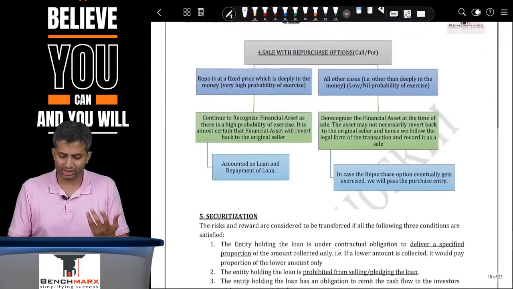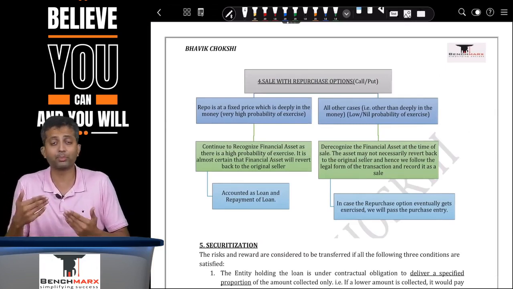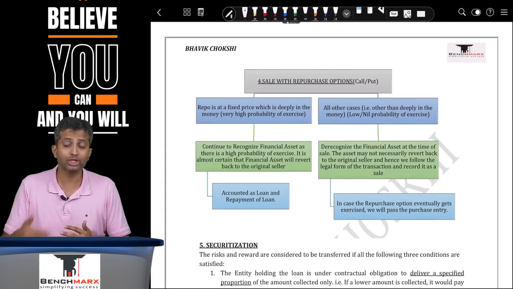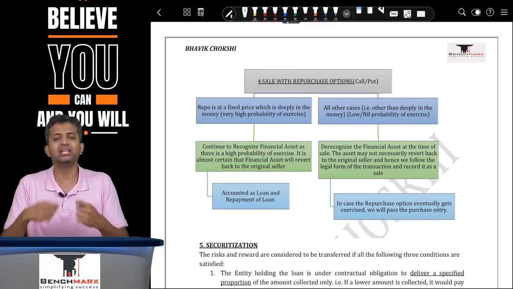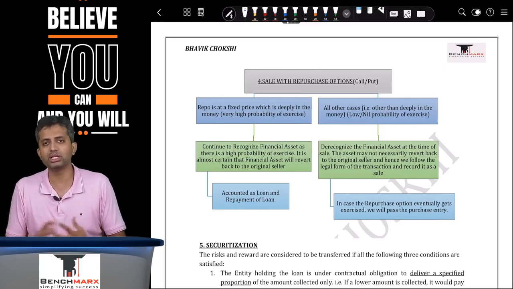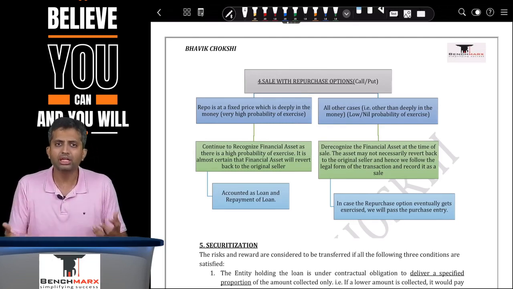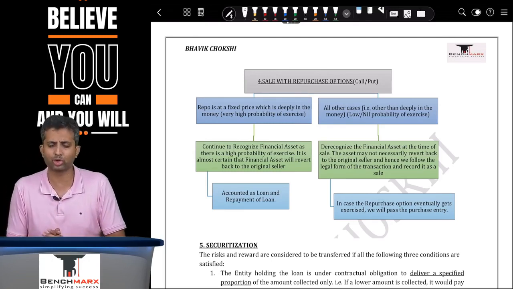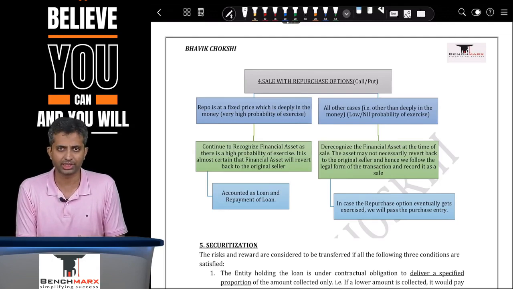An improvisation over this case is the sale with a repurchase option. Now, if there is a repurchase option, the problem is the option may or may not be exercised. So unless we are absolutely certain that the option will be exercised, we will treat it as per its legal form, that is, we record it as a sale, and if the option is exercised, then recognize it as a purchase. However, if the option is deeply in the money, meaning a very high probability that the exercise will happen, in which case if the option is exercised, the security will come back to you, and if it is highly likely that this is going to happen, then you can still recognize it as a loan and a repayment of loan instead of recognizing a sale.